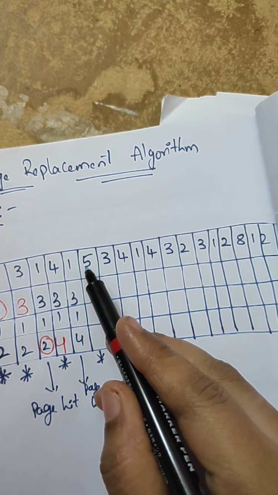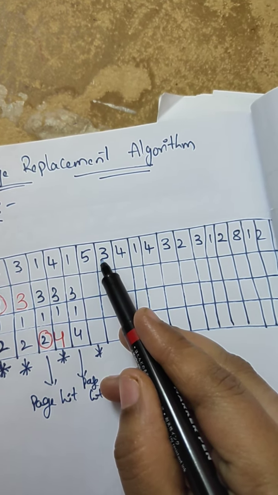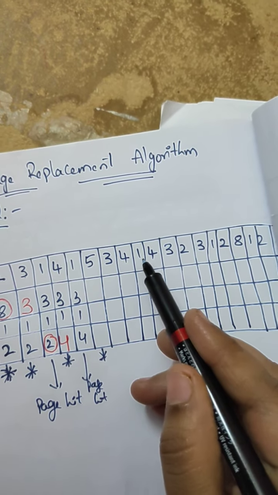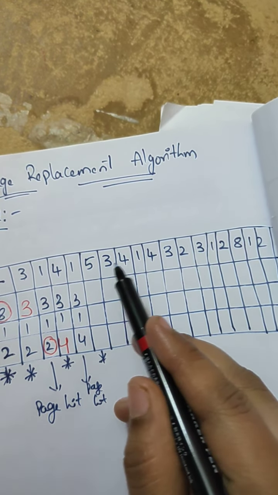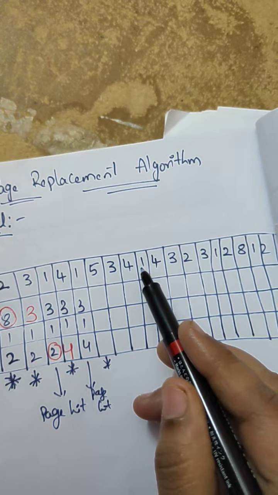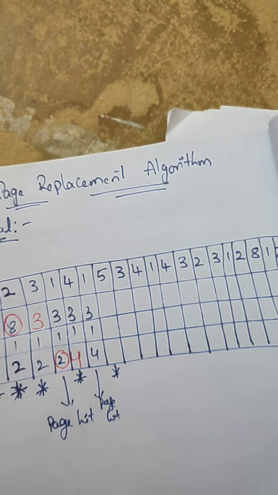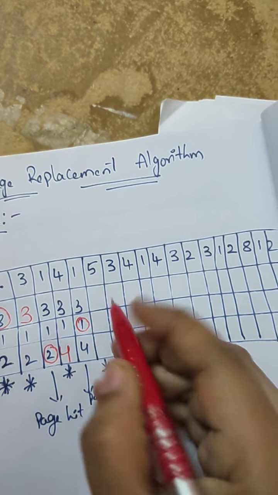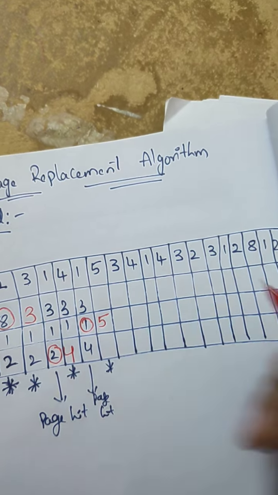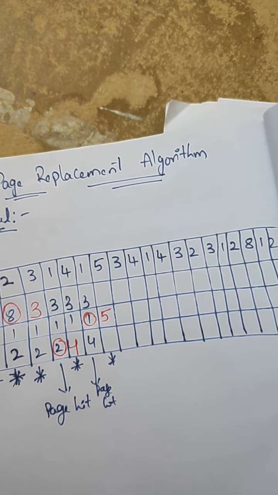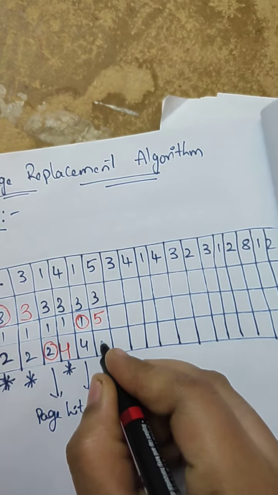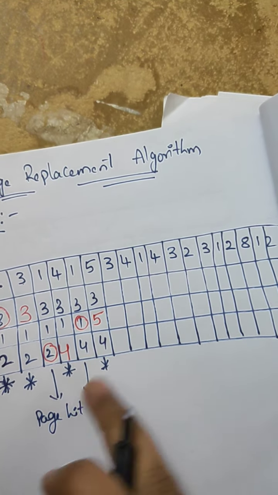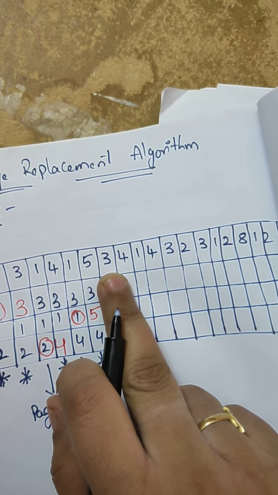So for 5, 3 is the immediate one, 4 is also an immediate, but 1 is the longest one. Means compared to others 3, 1, 4, so 1 is the longest. So what we have to replace here, 1 we have to replace. So in the place of 1, I am going to write the 5th page. Okay, it becomes 3 5 4.